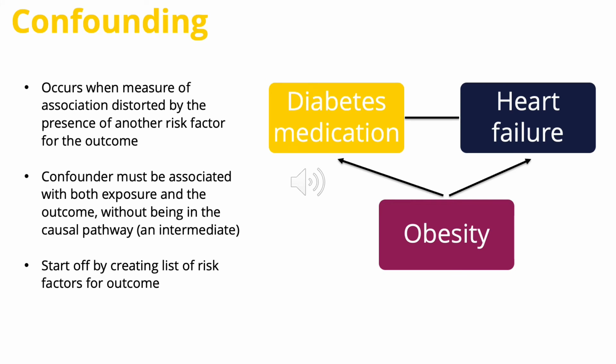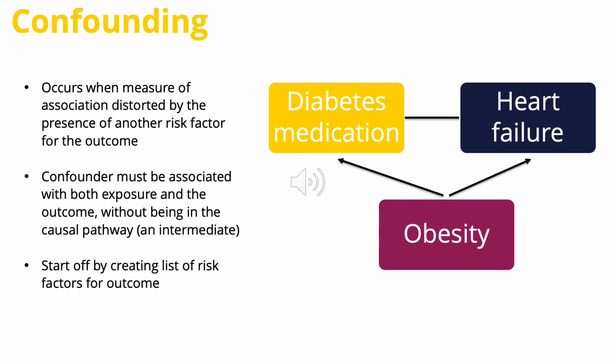So confounding is another really important source of bias in observational studies, and of course we heard about this in our RCT lecture, but just to refresh the definition for everybody. Confounding occurs when the measure of association we're looking at, for example, the association between a diabetes medication and heart failure, is distorted. This association is distorted by the presence of another risk factor for the outcome. So a confounder has to be associated with both the exposure and the outcome without being in the causal pathway or an intermediate.